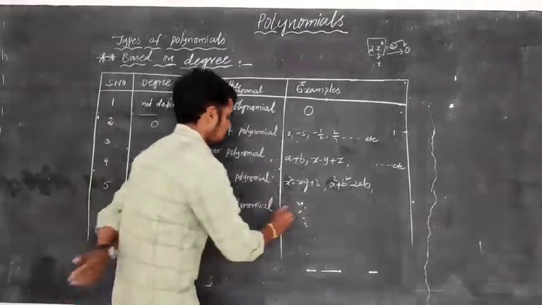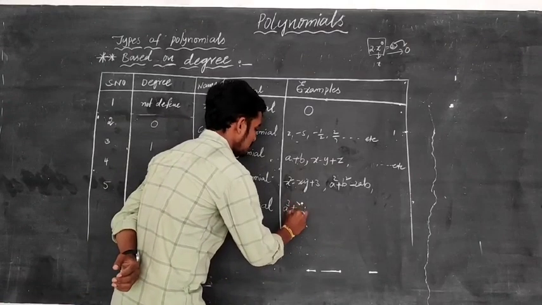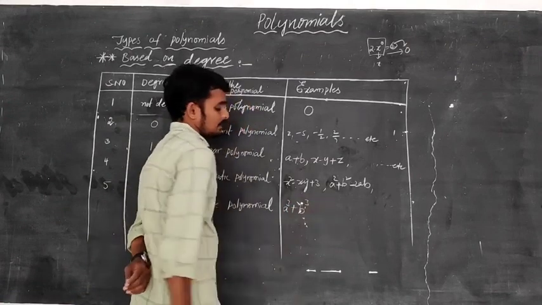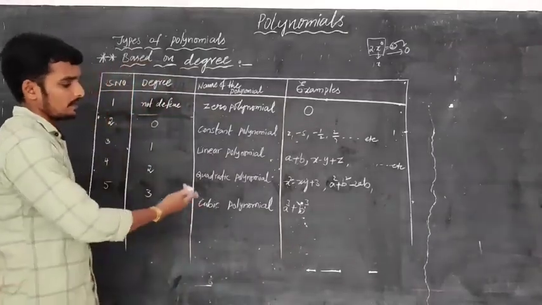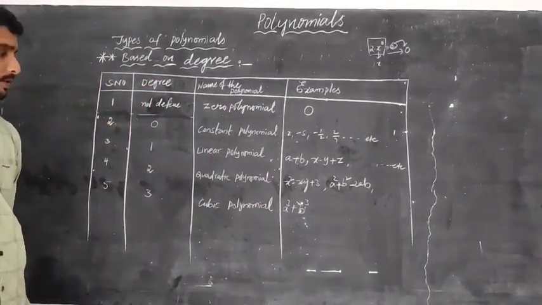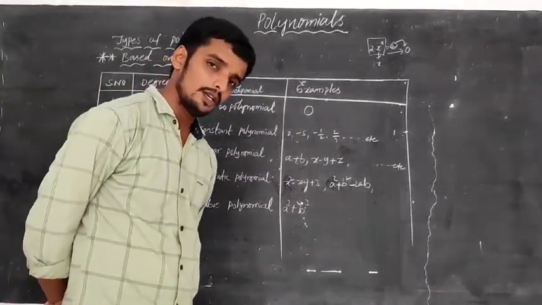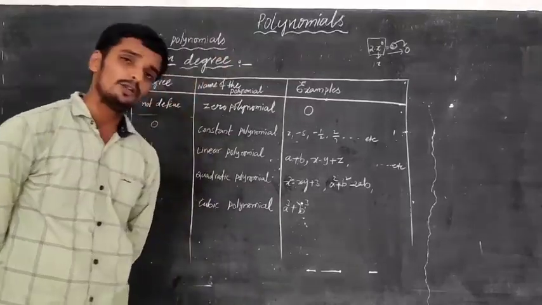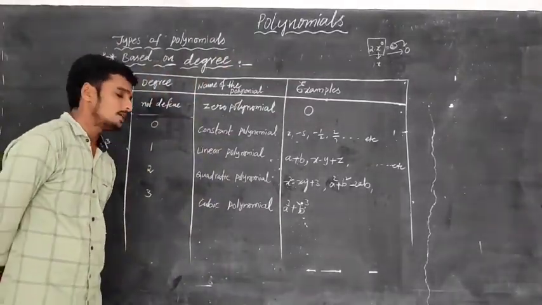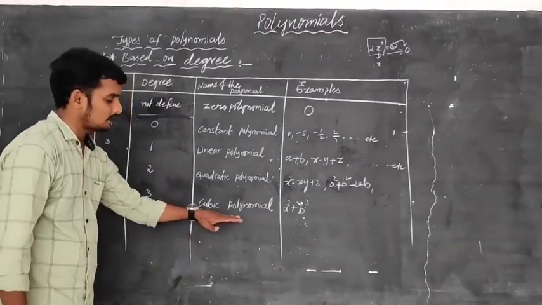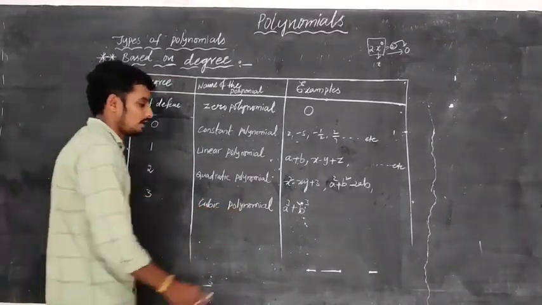So I can write this. Now I am writing a cube plus b cube. I just wrote a binomial. So find the degree of a cube: 3. Find the degree of b cube: 3. 3, 3, the highest number is 3. So the degree of the polynomial is 3. Then the polynomial is called a cubic polynomial.